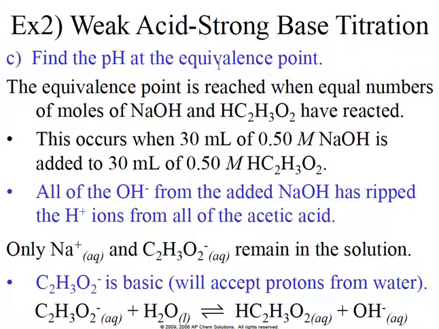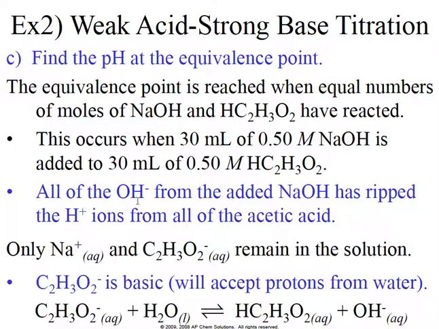The equivalence point is reached when equal numbers of moles of the sodium hydroxide and the acetic acid have been reached. This occurs when 30 milliliters of 0.5 molar NaOH is added to 30 milliliters of 0.5 molar acetic acid. Notice if you do this, the moles come out equal. And once they are equal, that means you are at the equivalence point.